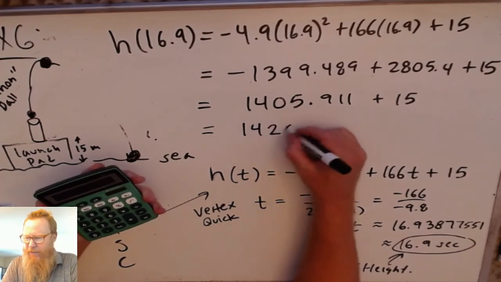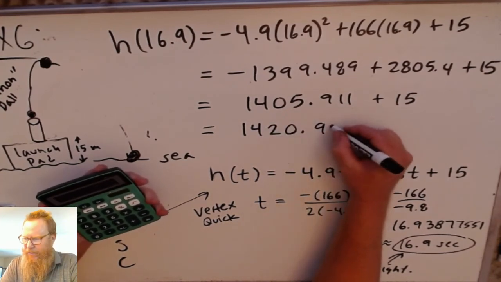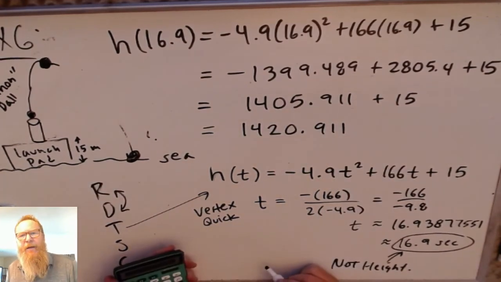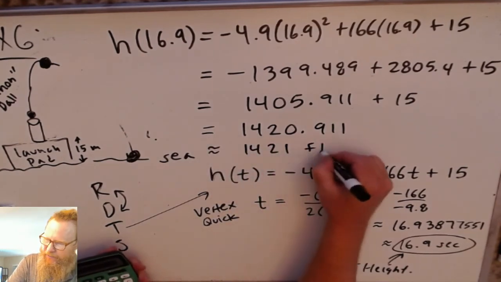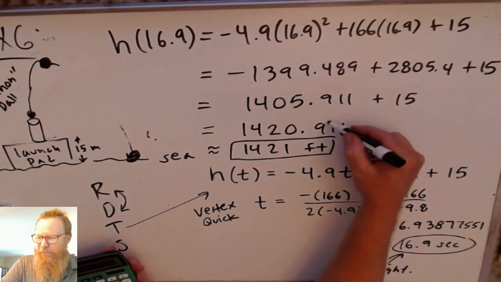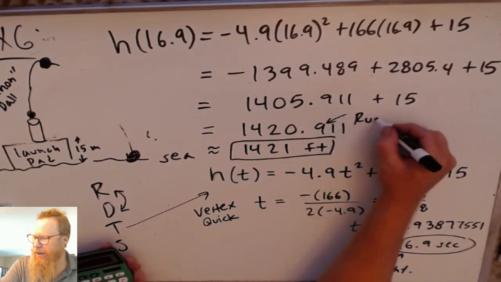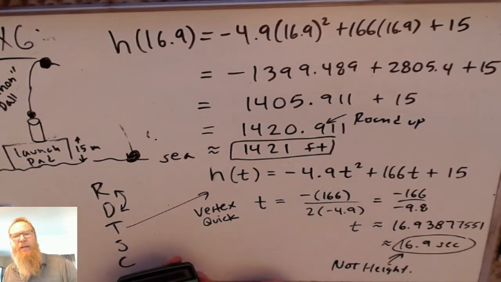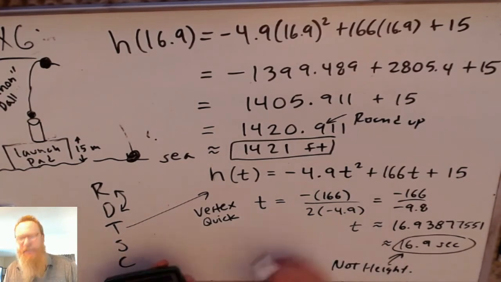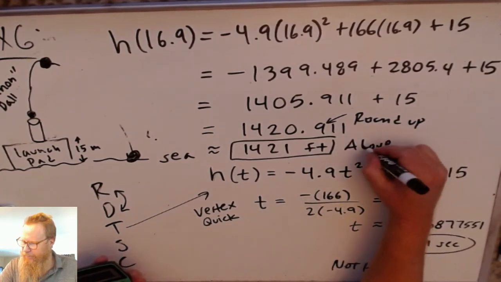Again, I'm late to my office hours. All right, and then you can round to the nearest foot. 0.9, I'm just going to round up. So it's going to be 1,421 feet above sea level.